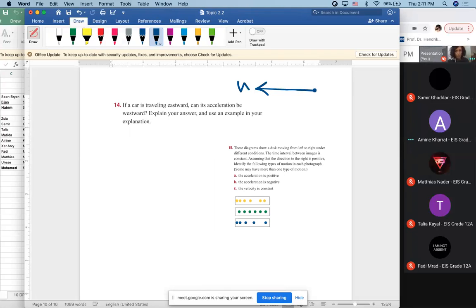So this is west and this is east, okay? Which means this is the car. You're traveling eastward, meaning the velocity is in this direction. And you're saying the acceleration cannot be in this direction? But didn't we discuss that acceleration and V can be opposite or can be pointing in the same direction? So yes, the acceleration and the velocity can be opposite. And opposite means slowing down, no?